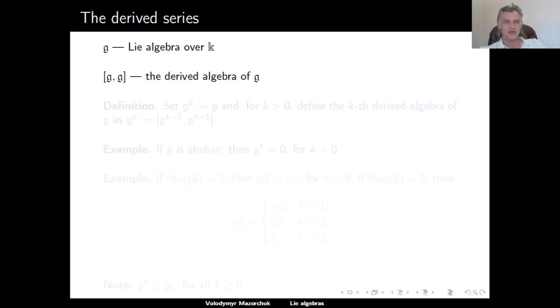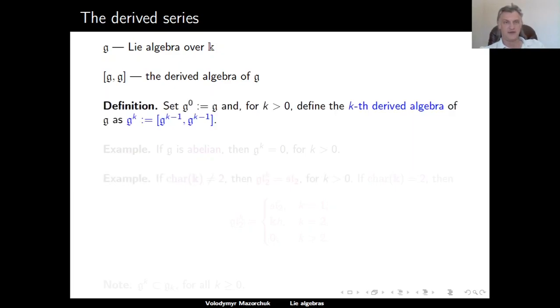In the previous lecture, we defined the derived algebra of G, denoted as the bracket of G with itself, as the subspace of G spanned by all elements of the form the bracket of x and y, where x and y are arbitrary elements in G. We know that it is a subalgebra of G, moreover, it's an ideal of G. So now let's give the definition of the derived series of G.